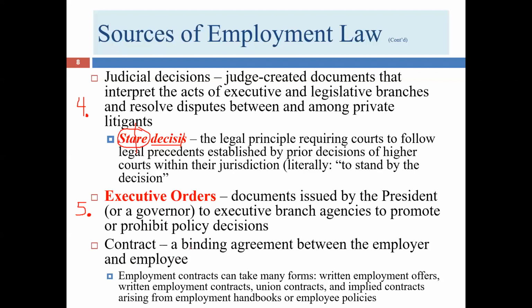The sixth item I have on this list is not a primary source of law. So I'm not going to call it 6 because that would be confusing. I'm just going to put a little asterisk here. And that is contract. Contract is an area of private law. It's almost like a law between two or more private entities. And of course, in this context, we're talking about a contract between an employer and an employee.